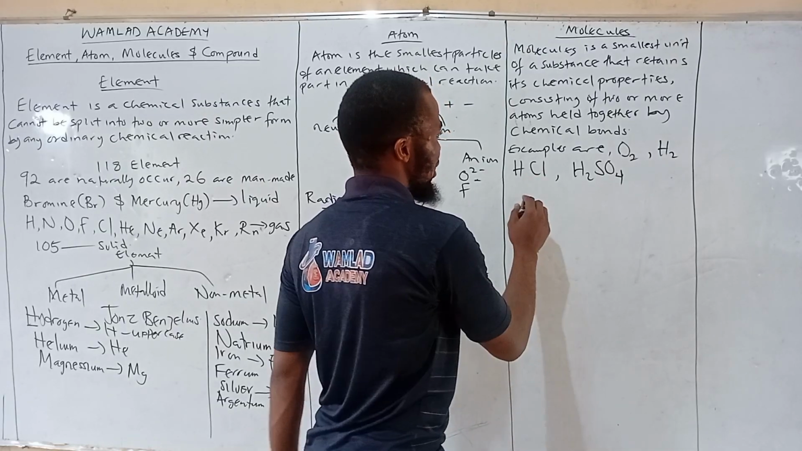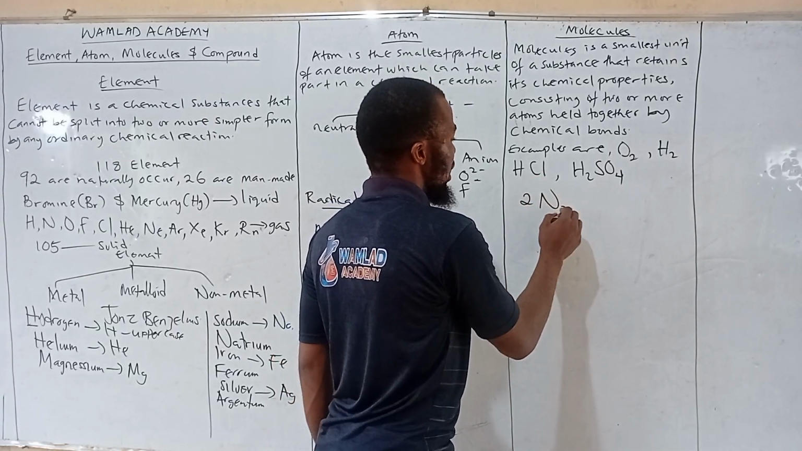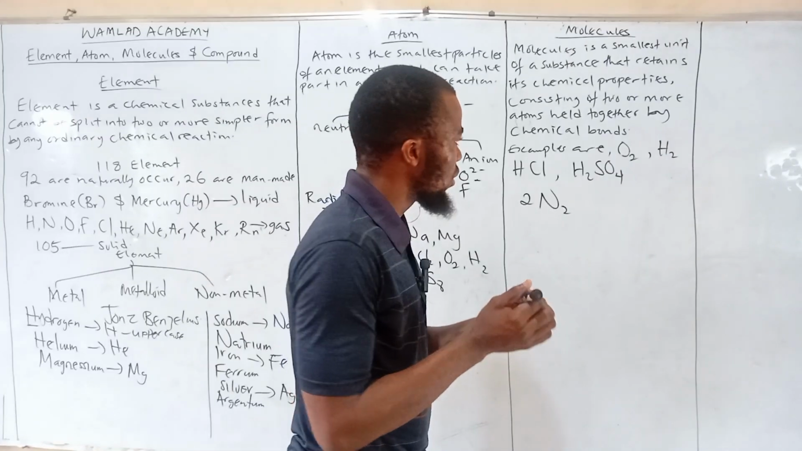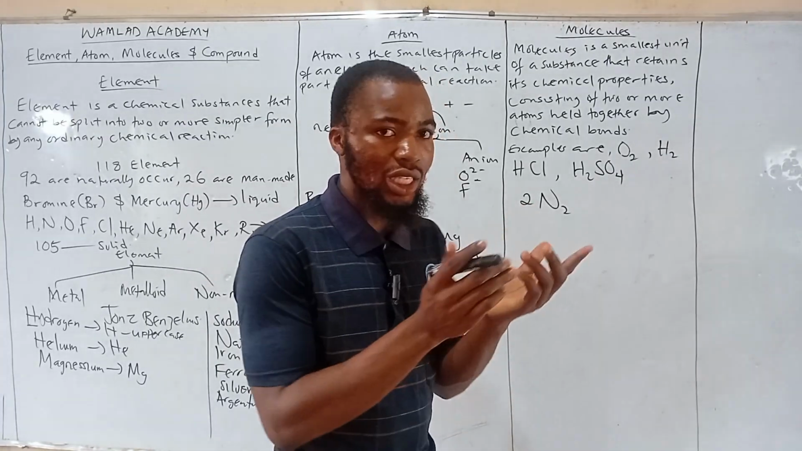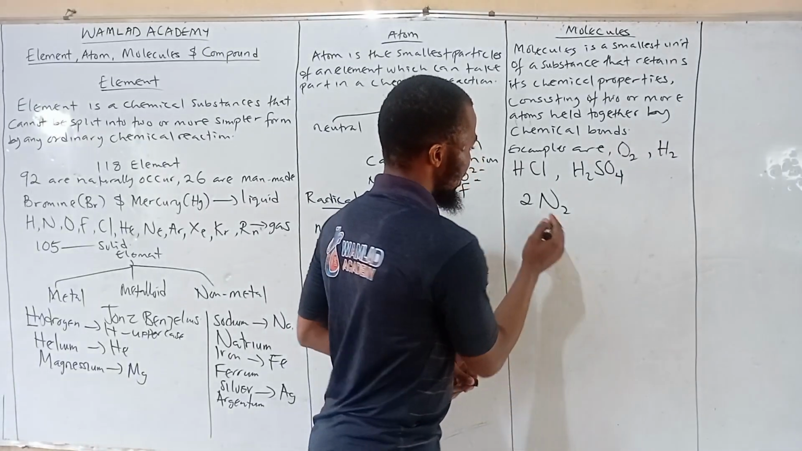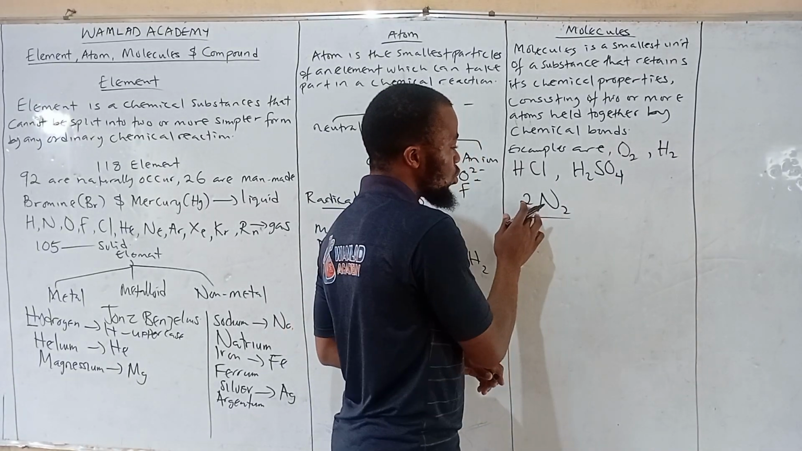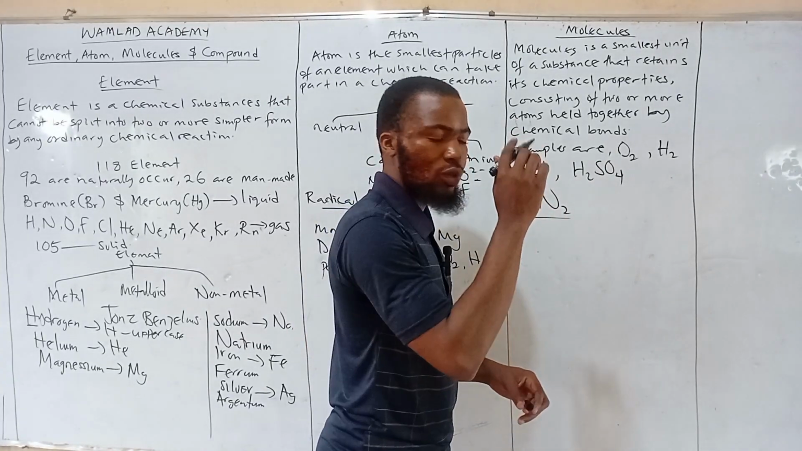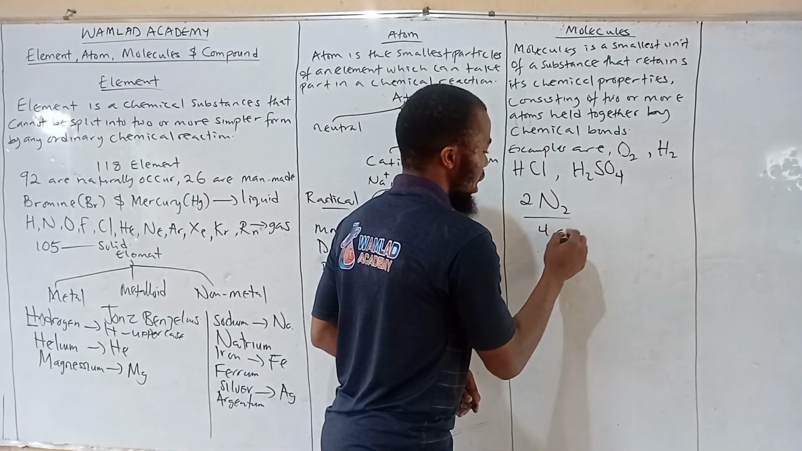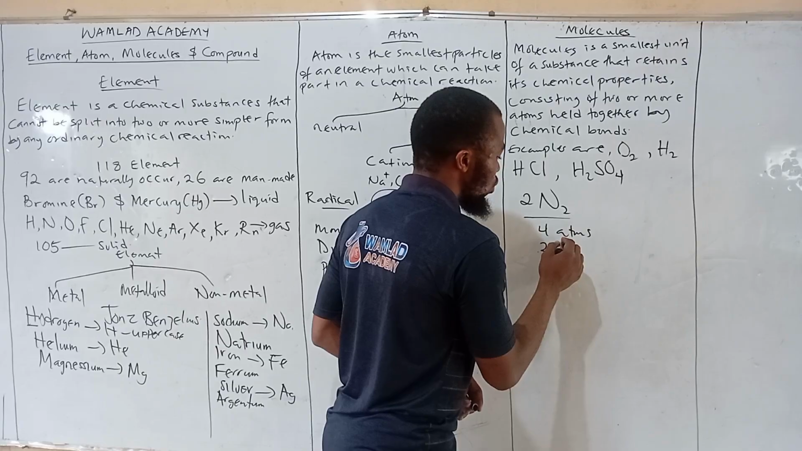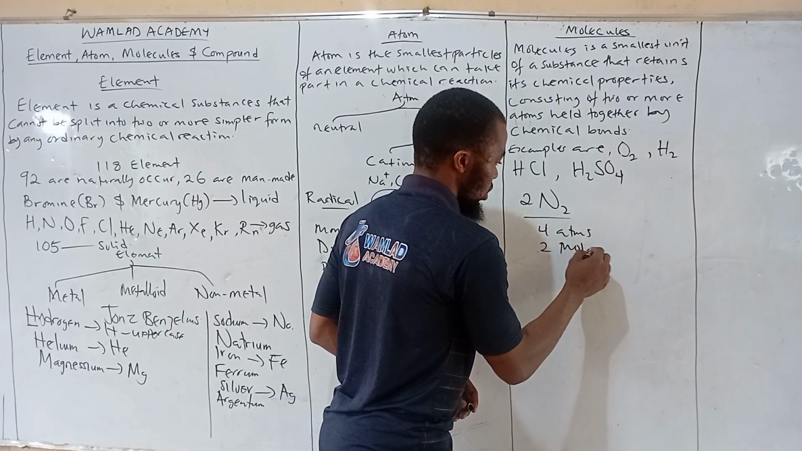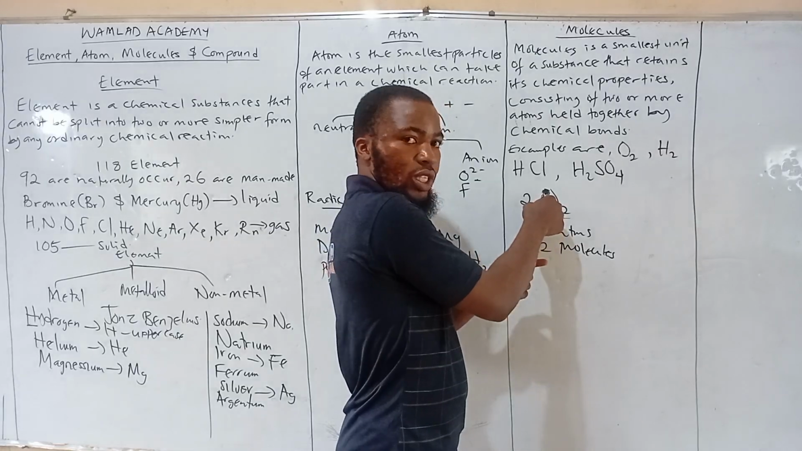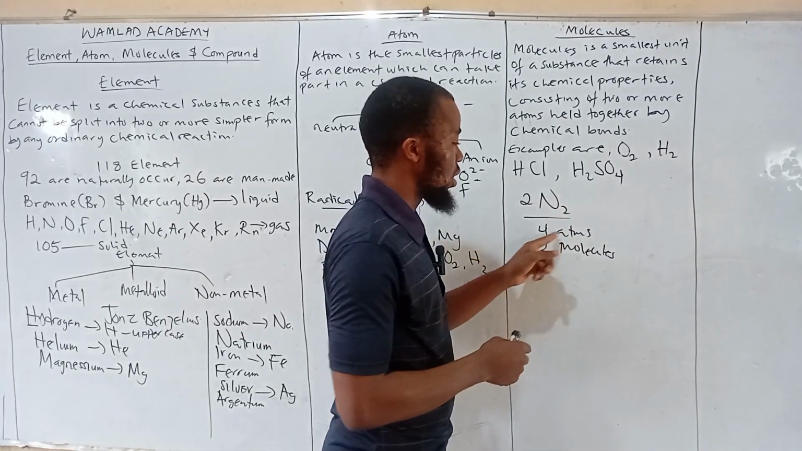Here you can say this one is what? One molecule of oxygen gas, one molecule of hydrogen gas, one molecule of HCl. For example, if I say 2N2, this one is saying that I have two molecules of nitrogen gas. But how do molecules and atoms relate? You have two molecules of nitrogen gas, but how many atoms do you have there? You have four atoms of nitrogen, because it's two atoms that make up each one. Two times two gives four. That's why you have four atoms.